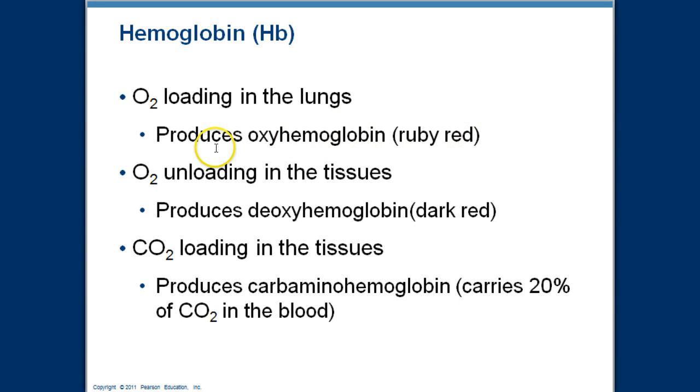All right, just terms to know. Hemoglobin, when it's got oxygen on it, is called oxyhemoglobin. Easy enough. Hemoglobin, when it doesn't have oxygen on it, is called deoxyhemoglobin. And we are not going to worry about carbaminohemoglobin because we have enough stuff to worry about.